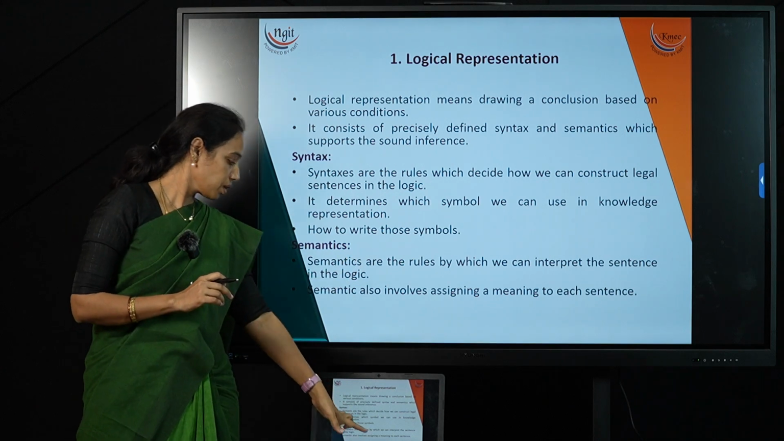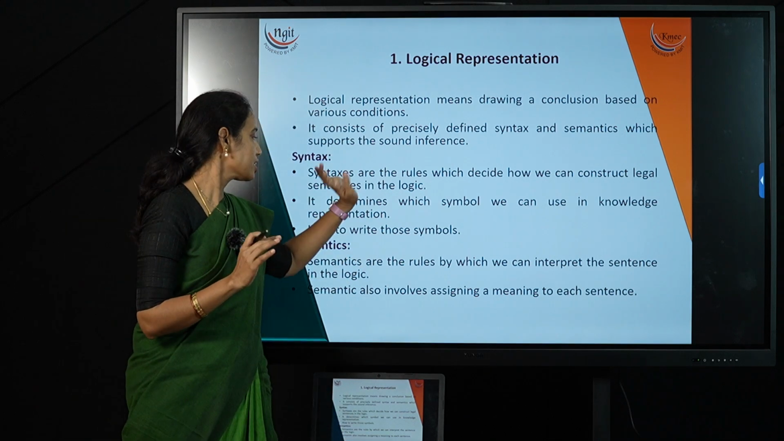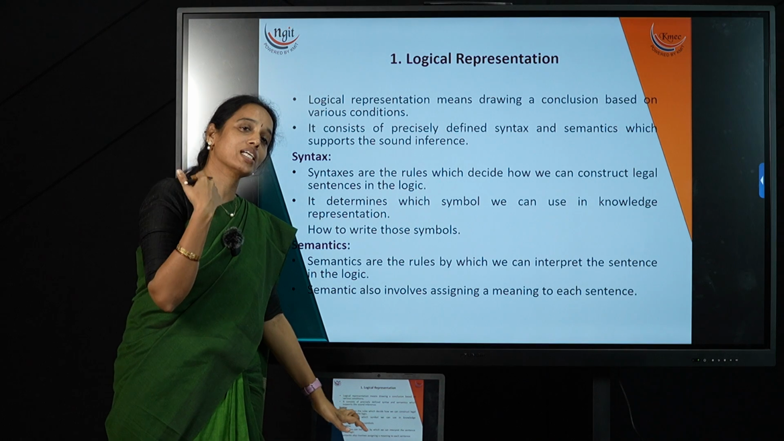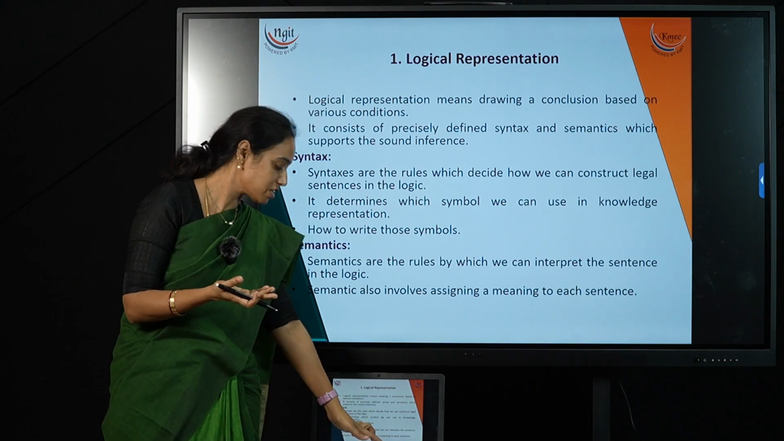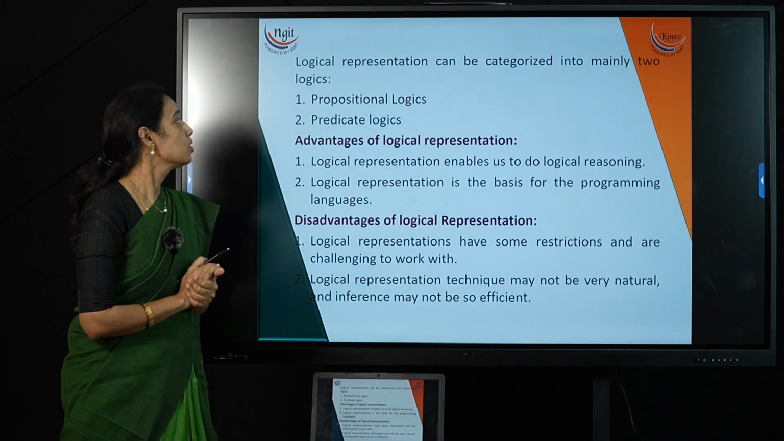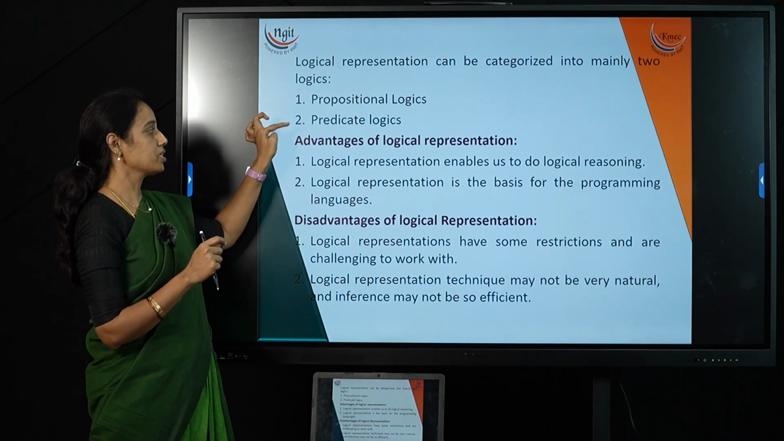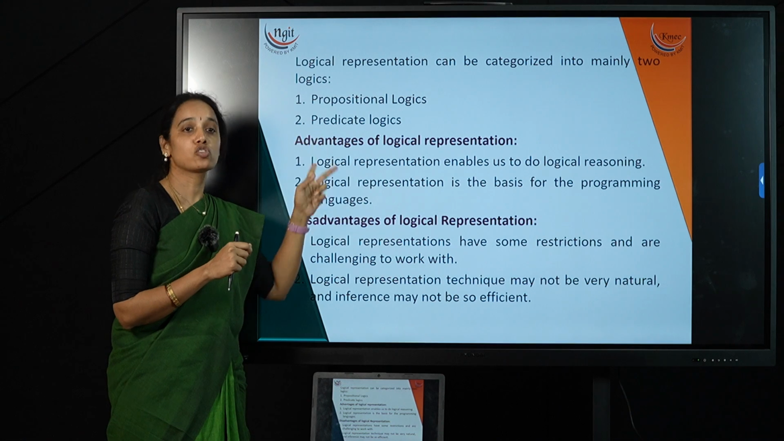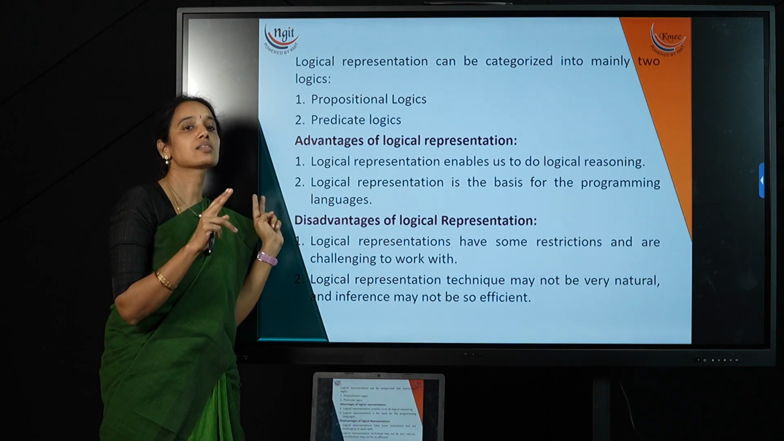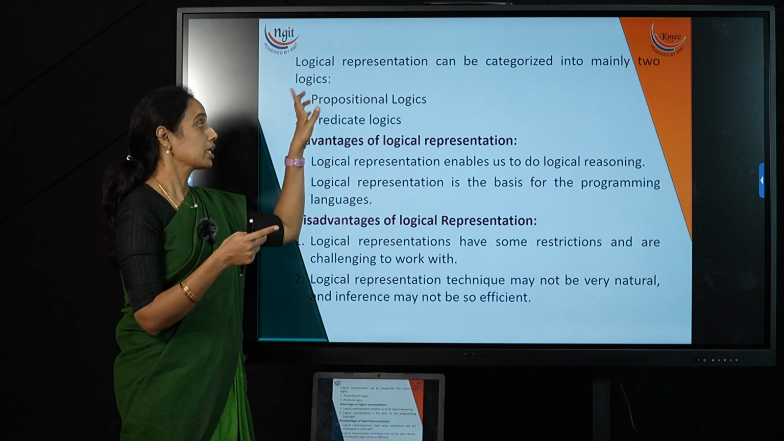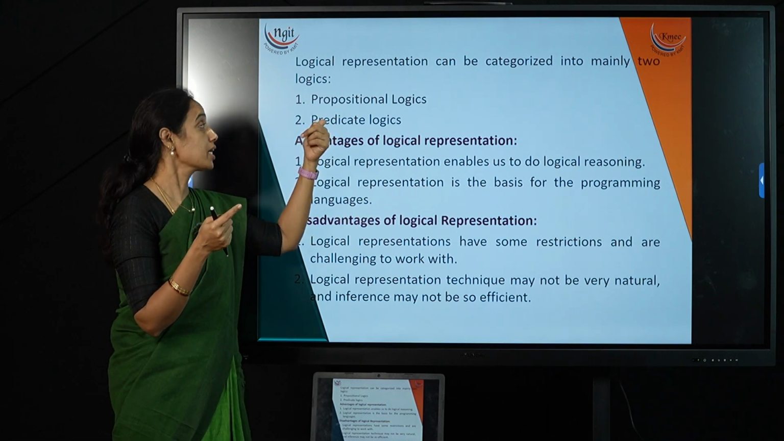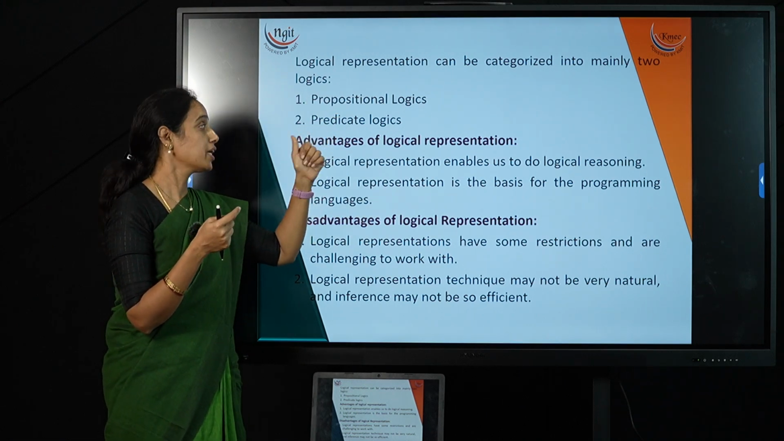Okay? Symbolic representation is the syntax, and for that symbolic representation the meaning is given by the semantics. Okay, and in this representation mainly we are going to discuss propositional logic and predicate logic. These two topics I am going to take as two separate classes. One class will discuss propositional logic, and in another class let us discuss predicate logic.